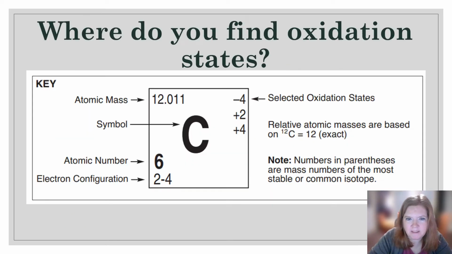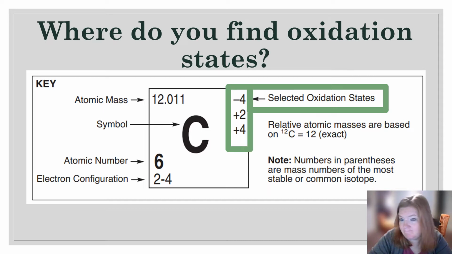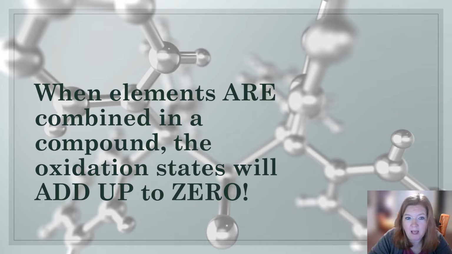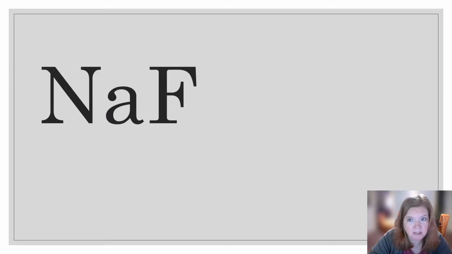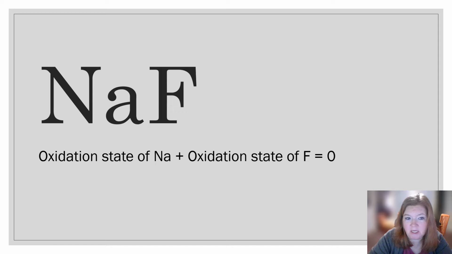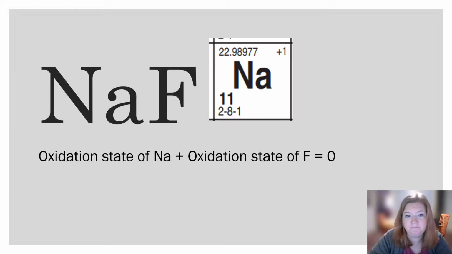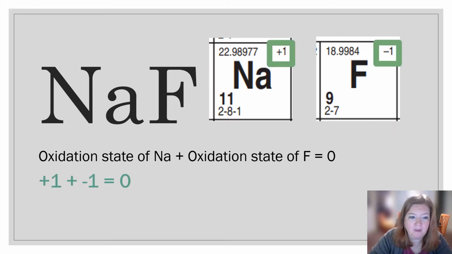Where do you find oxidation states? Right here on your reference table. When elements are combined in a compound, the oxidation states will add up to 0. Like in this example, the oxidation state of Na plus the oxidation state of F will add up to 0. We look them up, we plug them in, and yes, it's true.